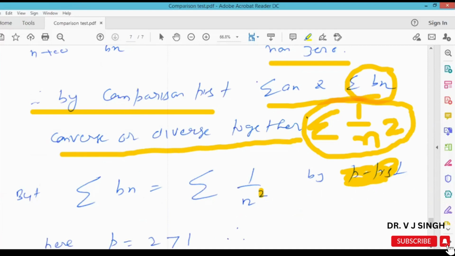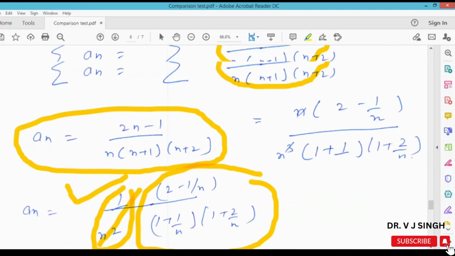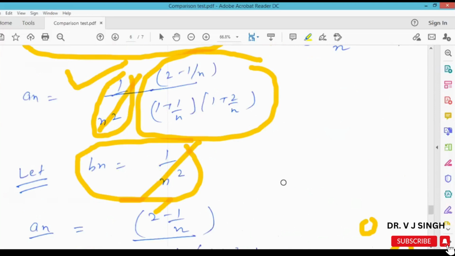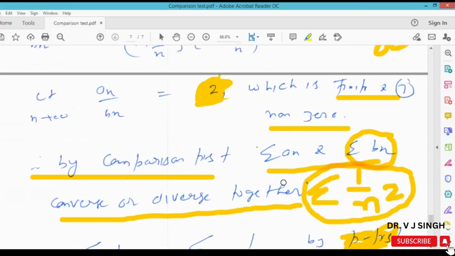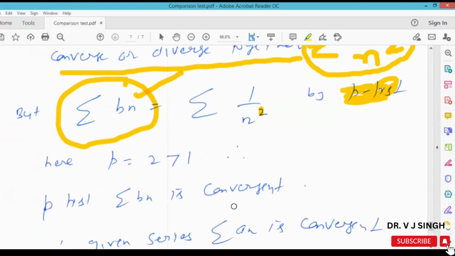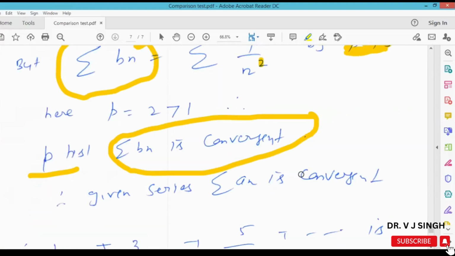This is greater than 1. So if it is greater than 1, then bn is convergent. So if bn is convergent, then the summation bn is convergent. So by the p-test, summation bn is convergent. Therefore the given series an is convergent.